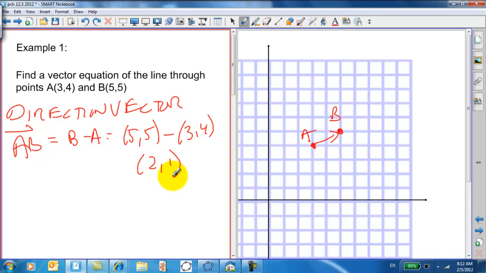Now we just need any point on the line and we're all set to go. We can use either 3, 4 or 5, 5. So you can say xy, here's the vector equation now.